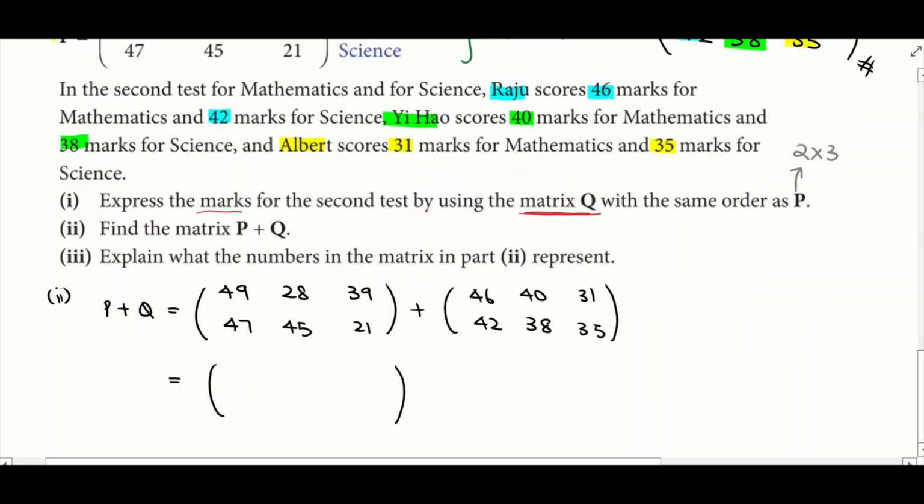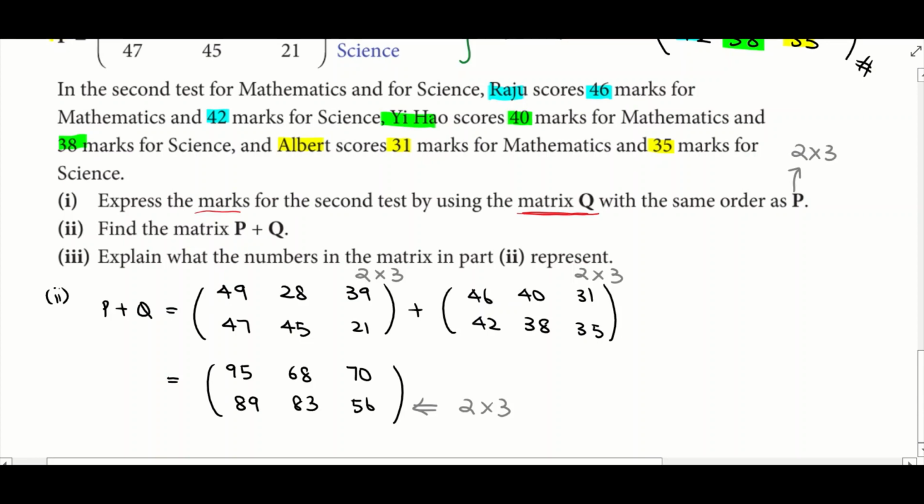So now we find the matrix P plus Q. So I've listed down matrix P and matrix Q. And take note that if we add a 2 by 3 matrix to another 2 by 3 matrix, then the final answer should also be a 2 by 3 matrix. So let's write down what the final matrix is. Okay, this is the final answer of P plus Q.